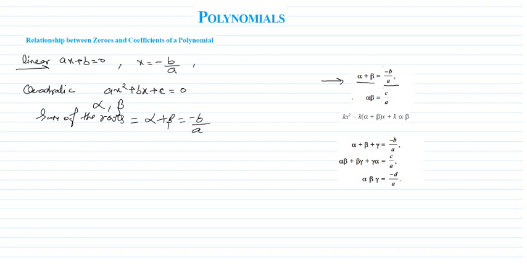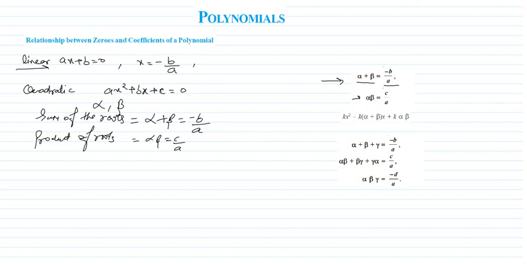Similarly, for the product of the roots, alpha beta is equal to c upon a. And what are these a, b, c? So a is the coefficient of x square, b is the coefficient of x, and c is a constant.